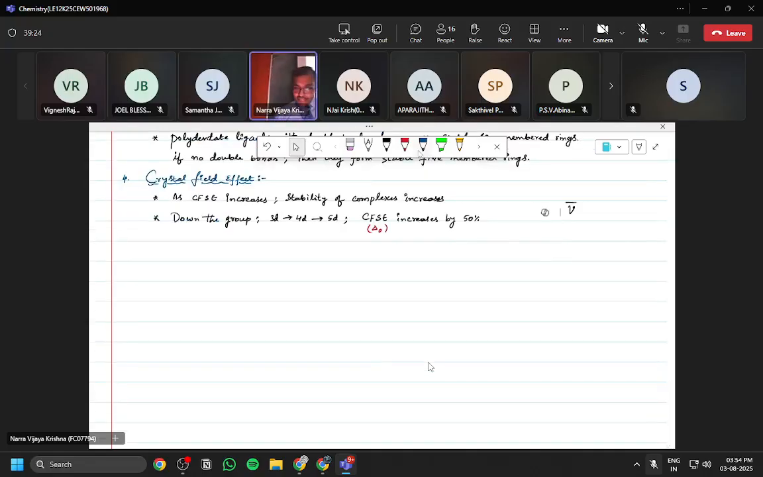Now, in case of 5D series, almost every ligand behaves as strong field ligand.